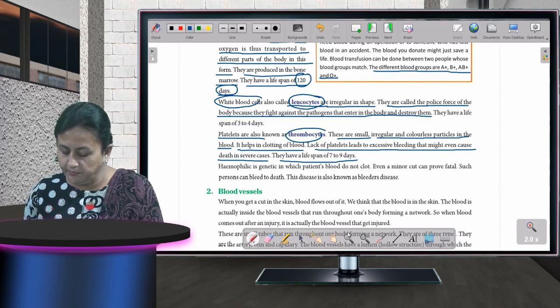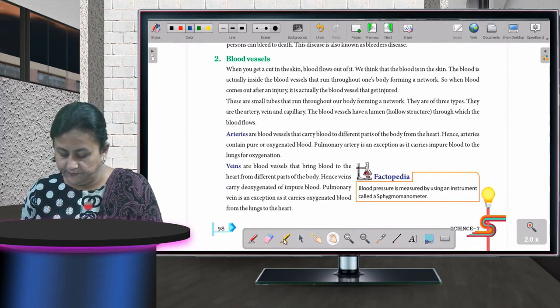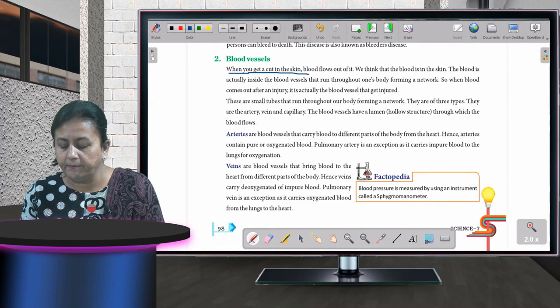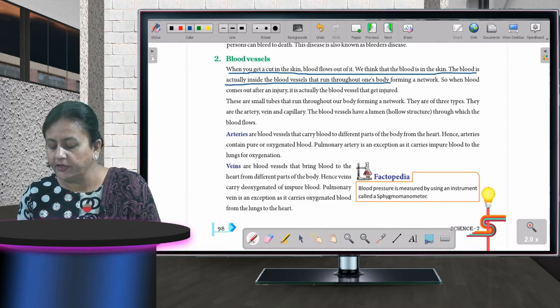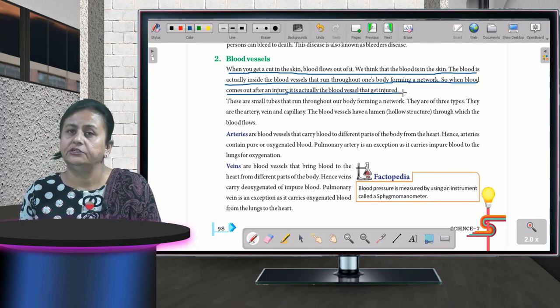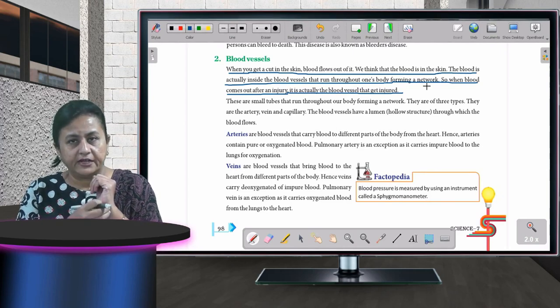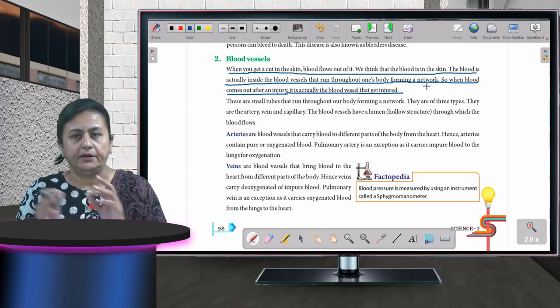Now blood vessels. When you get a cut in the skin, blood flows out of it. We think that the blood is in the skin. The blood is actually inside the blood vessels that run throughout, forming a network. So when blood comes out after an injury, it is actually the blood vessels that get injured. It is not that if we get a cut, blood is running here. No, blood vessels are there which get injured and due to that the blood is coming out.